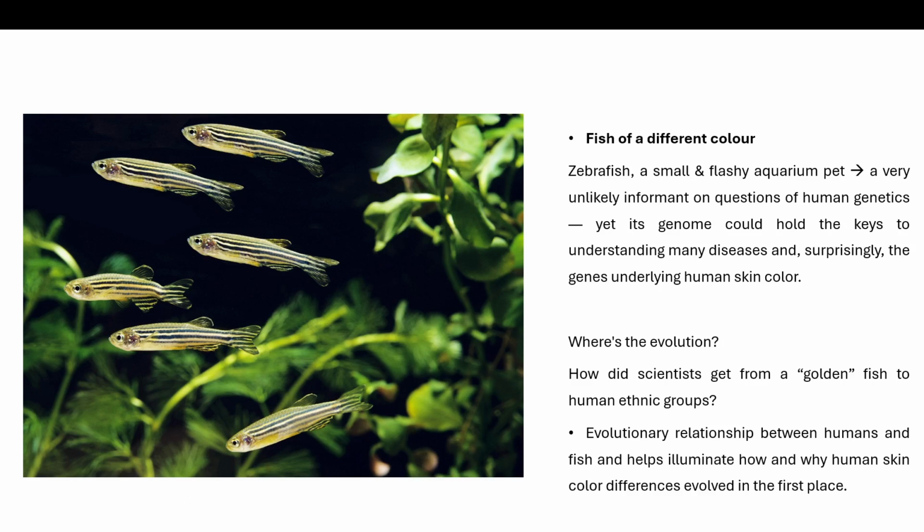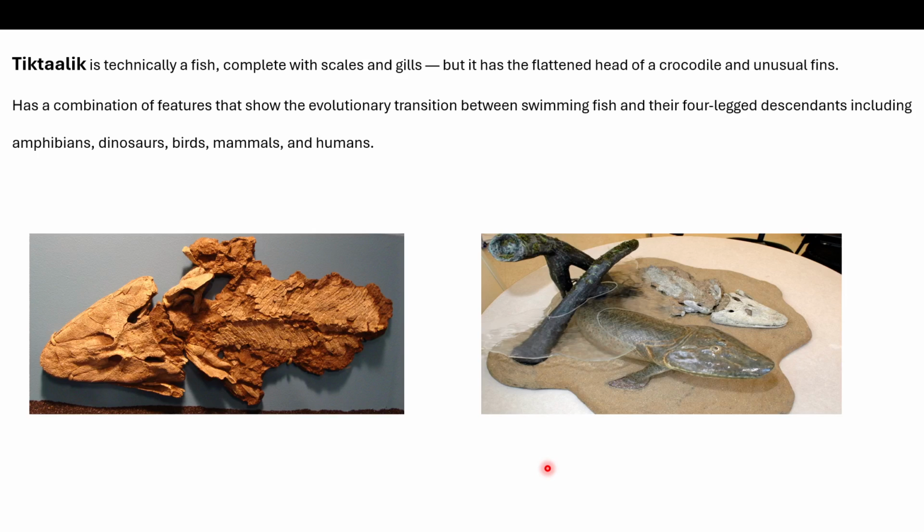However, its genome could hold the keys to understanding several diseases, and it has been used for understanding several diseases and is still being used. And surprisingly, the genes underlying human skin color could eventually be understood from zebrafish. So, where's the evolution here? How did scientists get from a golden fish to human ethnic groups? Evolutionary relationships between humans and fish help illuminate how and why human skin color differences evolved in the first place. This is just one of the trivial examples that I gave.